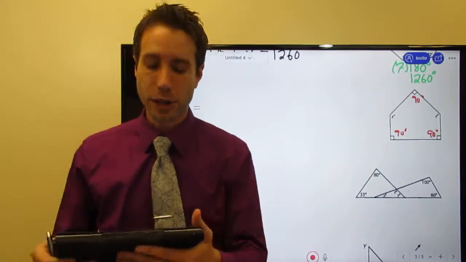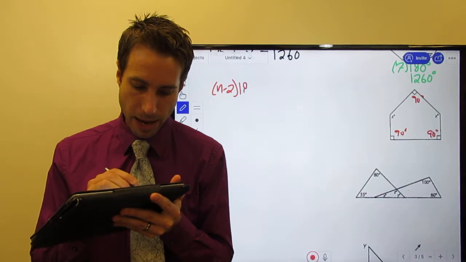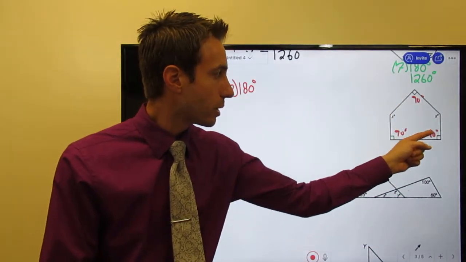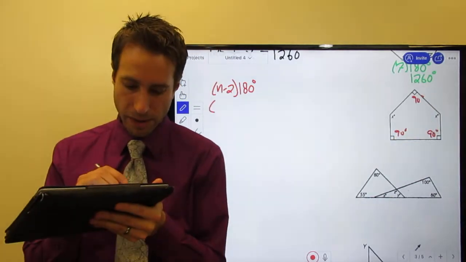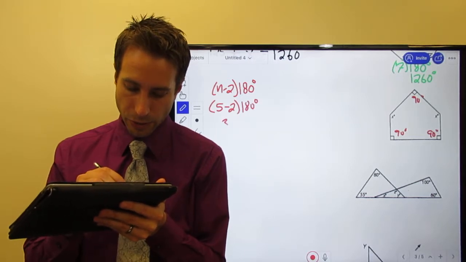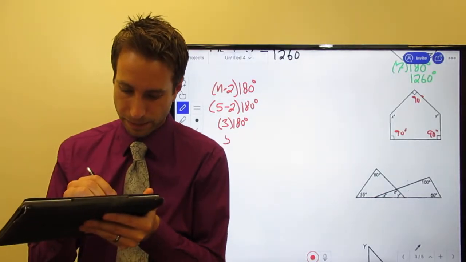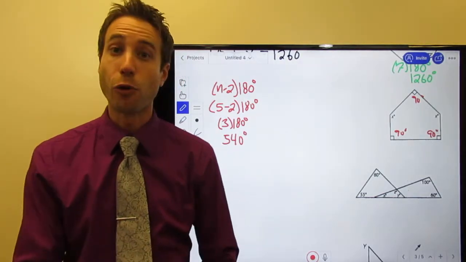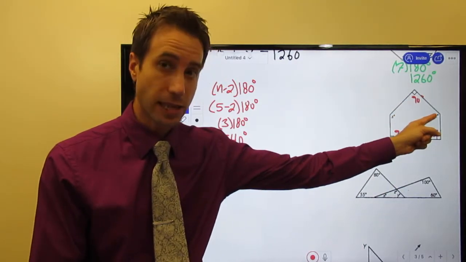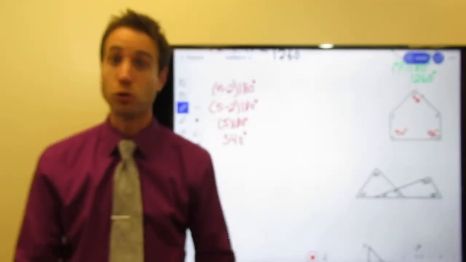Here's what I'm going to do. I'm going to use my formula. So, n minus 2 multiplied by 180. What's n? Well, 1, 2, 3, 4, 5. So n is 5. 5 minus 2 times 180. 3 times 180. What is 3 times 180? 540 degrees. Here's what I know. This angle plus this angle plus this angle plus this angle plus this angle must sum to 540 degrees. So do it.